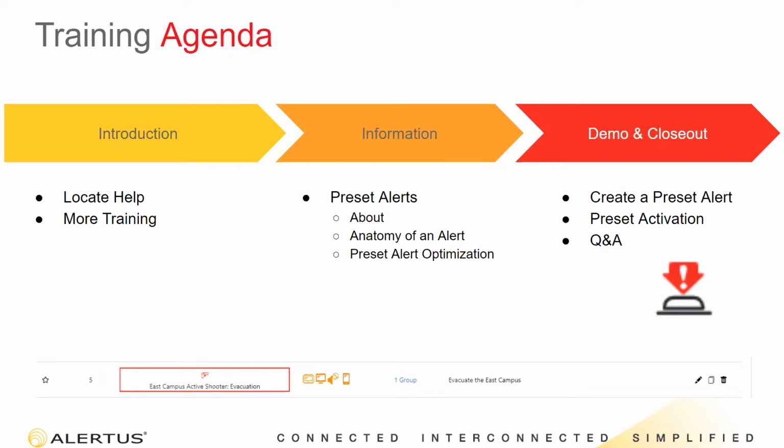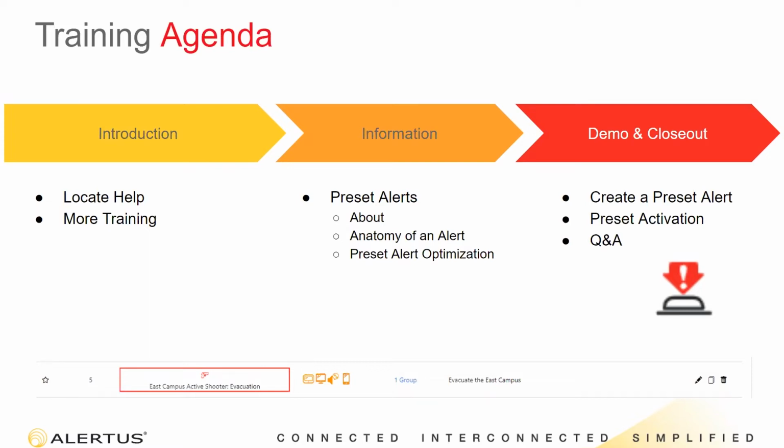And then finally, we'll jump into the console for a live demo on how to create a preset alert. And I'll show you what a preset activation will look like with the alert that we just created. And then I'll open the floor up to some Q&A. Please feel free at any point in time during this webinar to enter your questions in the chat box or the questions box, and I will do my best to answer them as soon as I get them in.